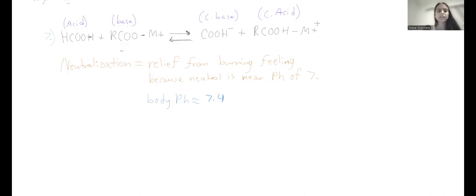So we have our acid, the formic acid, plus our base, our soap, will yield our conjugate base and conjugate acid. And when this reaction reaches neutralization, this will lead to the relief from that burning sensation coming from the fire ant bites, because reaching that neutralization will mean that we are near a pH of 7. And our body pH is actually close to 7.4. So when we try to reach close to that pH of 7, we are reaching close to our body pH, which is 7.4. So that is the neutral state.